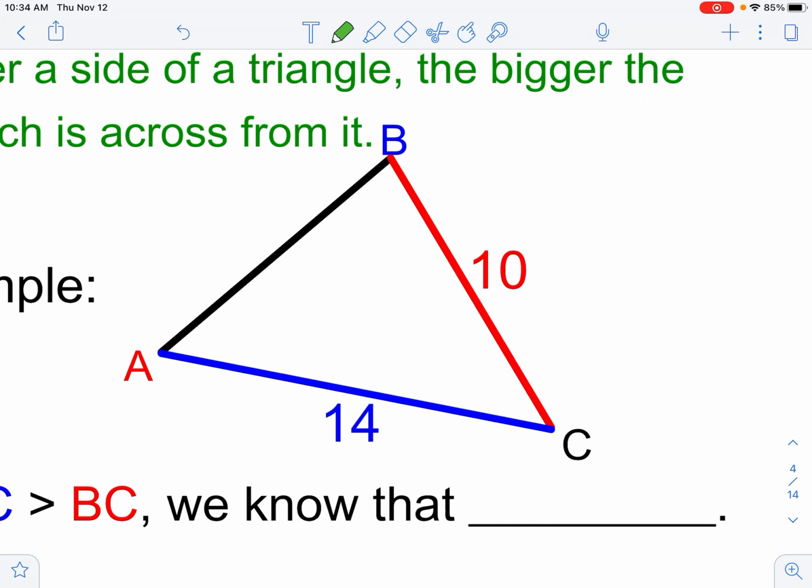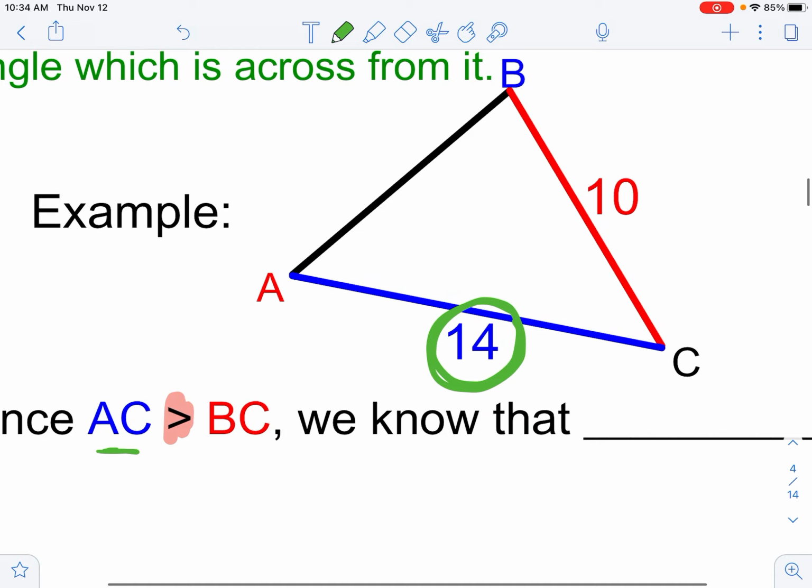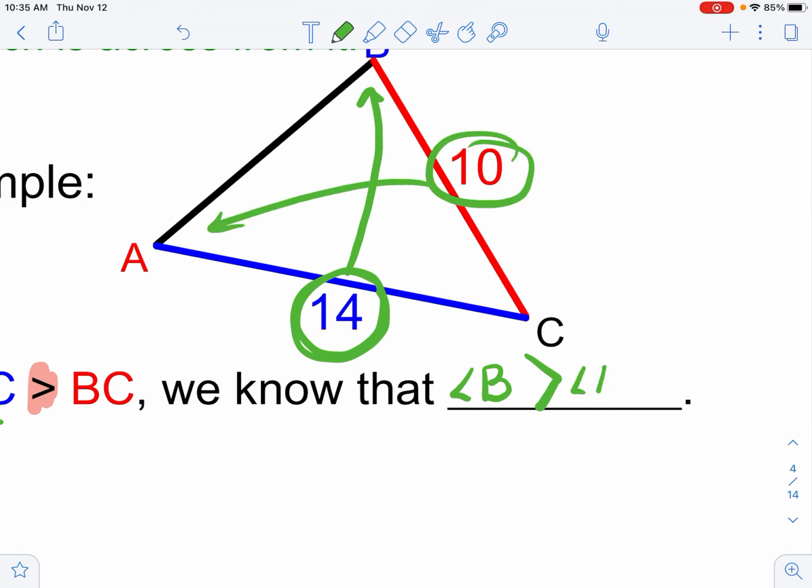So if I gave you this example, and I said, what's the biggest side between those two? You're not even worried about side AB. You're just looking at AC and BC. What's the biggest side? You're going to say the side that's 14 is bigger, right? So if you notice right here, it says 14 is greater than BC. So AC is greater than BC. So if that's true, which angle is bigger? And that's the angle that's opposite of this. So angle B is greater than the angle opposite of this, which is angle A.